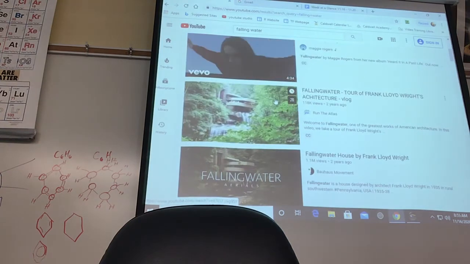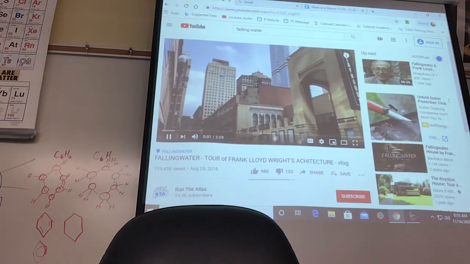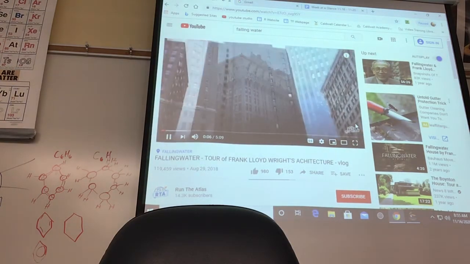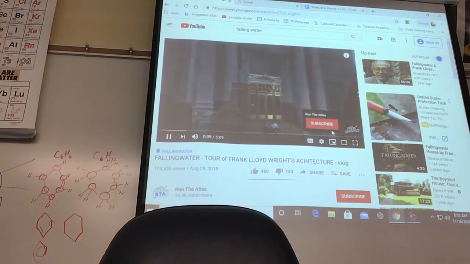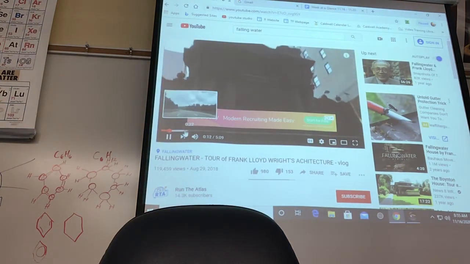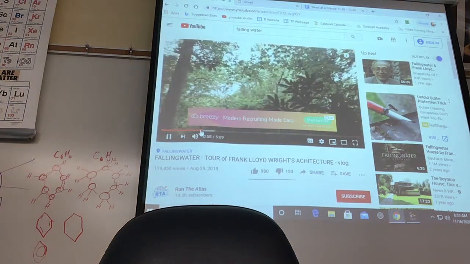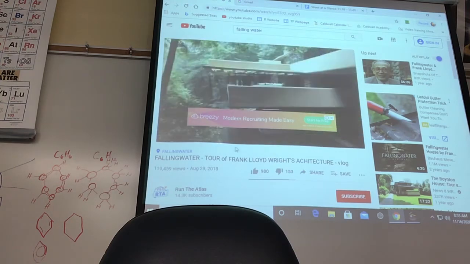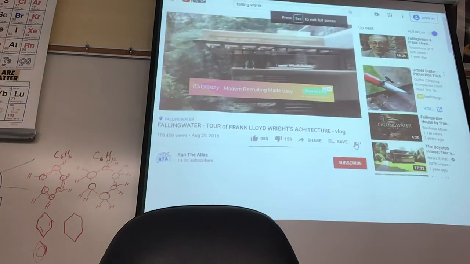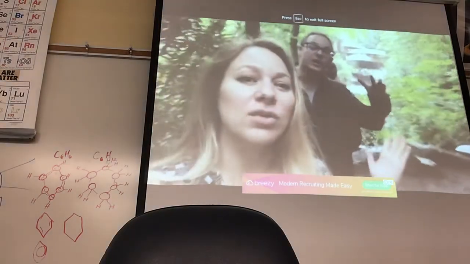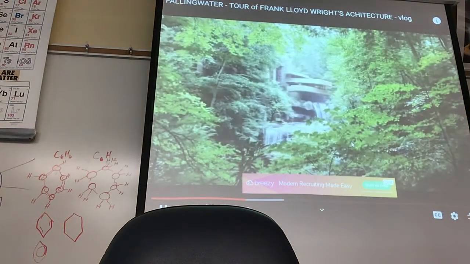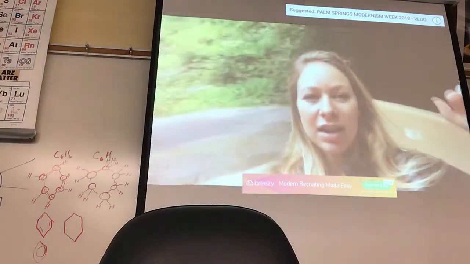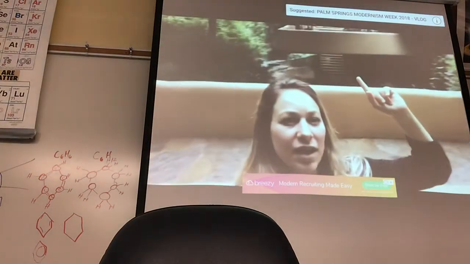Here it is. This is probably America's most famous architect. Do you know who this is? Does anybody know who built this building? It was built in 1935. It's called Falling Water. Does anybody know who built it? Frank Lloyd Wright. The last name is Wright. Frank Lloyd Wright, probably America's most famous architect.